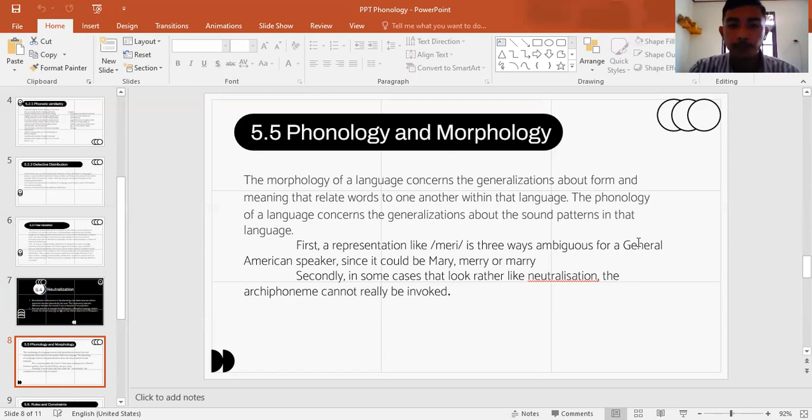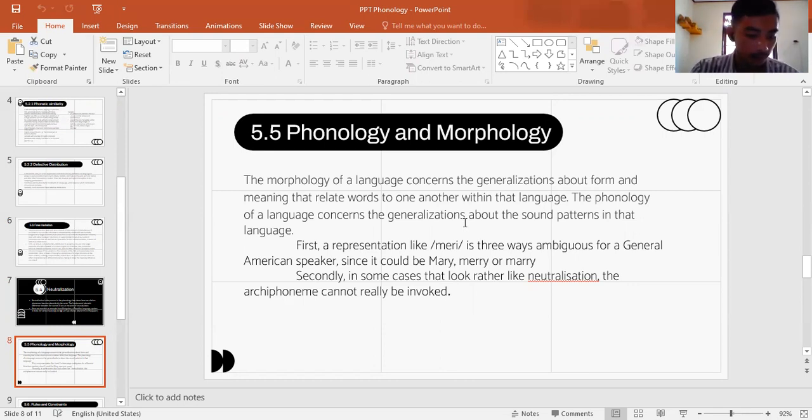phonology and morphology. The morphology of a language concerns the generalizations about form and meaning that relate to one another within the language. The phonology of a language concerns the generalizations about the sound patterns in that language.